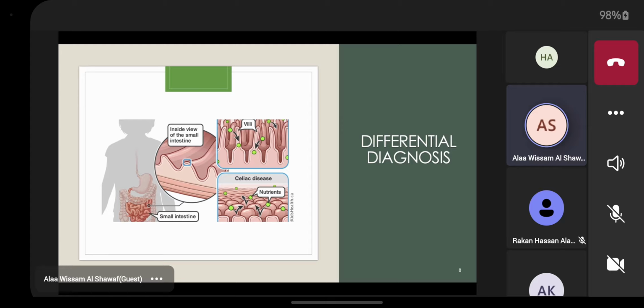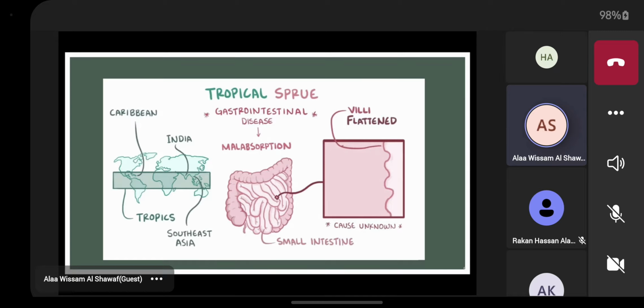For the differential diagnosis of celiac disease, we have two main differential diagnoses. The first one is tropical sprue, which is an infectious disease, characterized by chronic diarrhea with subsequent malabsorption in association with a stay in the tropics or subtropics. The clinical features of this disease are chronic diarrhea and steatorrhea, abdominal cramps, progressive weight loss, and fatigue, and we can also see features of malabsorption.